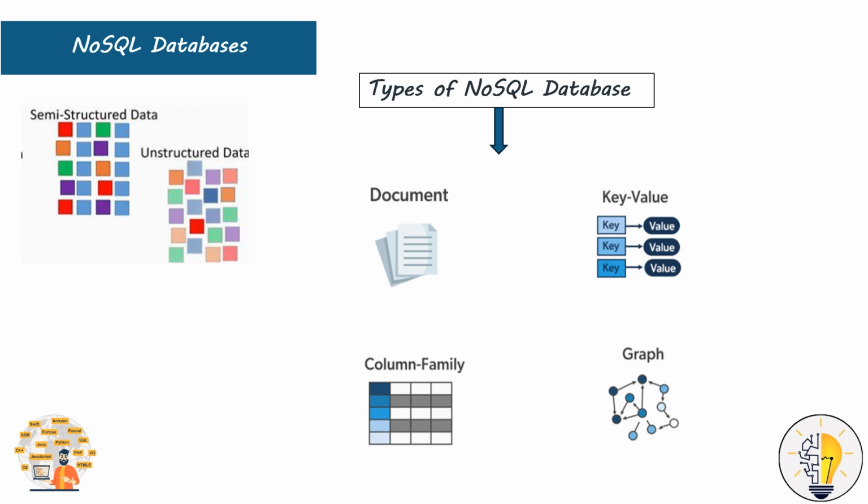Next is key value store. This is also a non-relational database. This is the simplest form of NoSQL database, which we call a key value store. Here every data element in the database will be stored in key value pairs. You can see you have a key and a value, so you call it a key value pair. These values are simple data types: it can be a number, it can be a string, or it can be a complex object also.